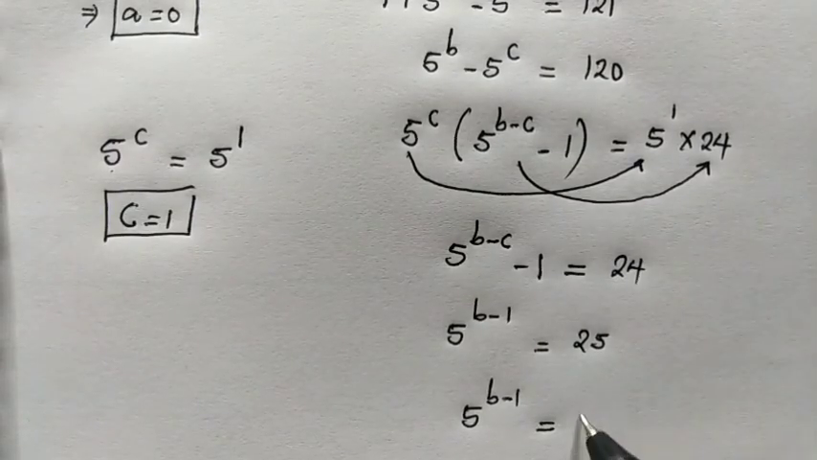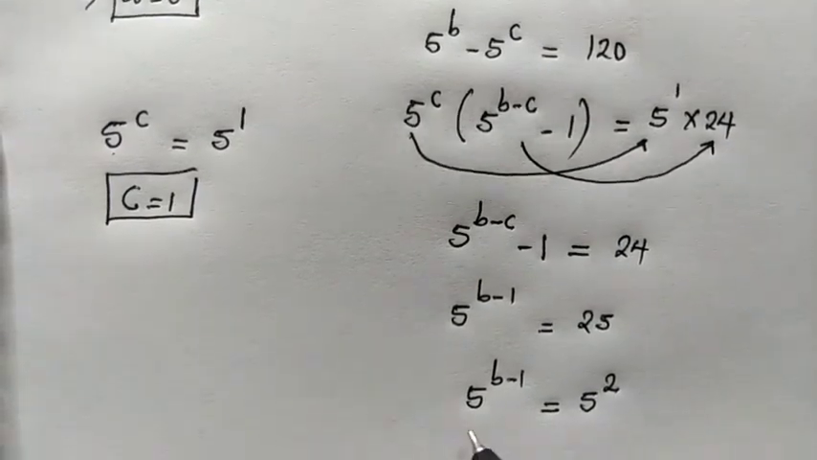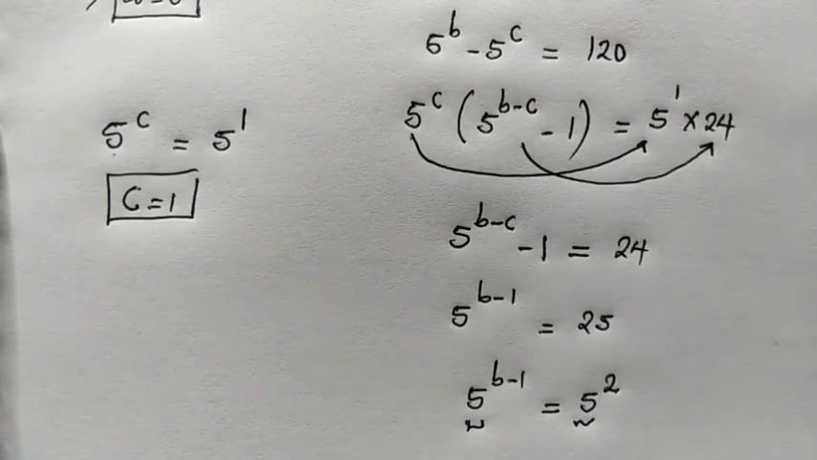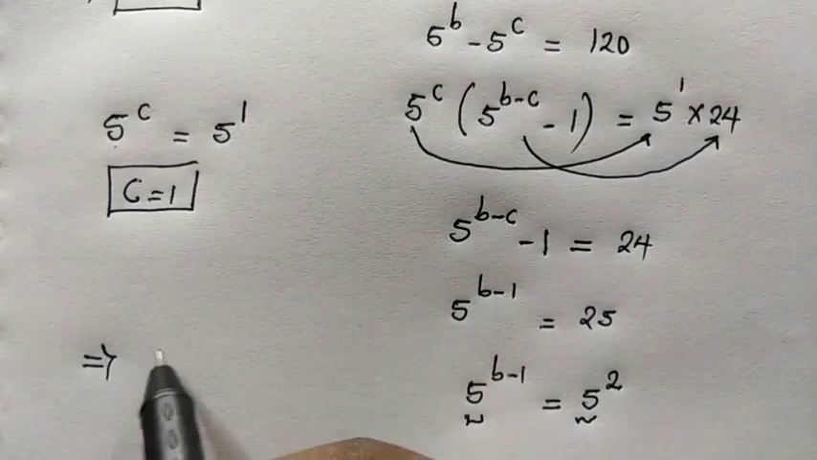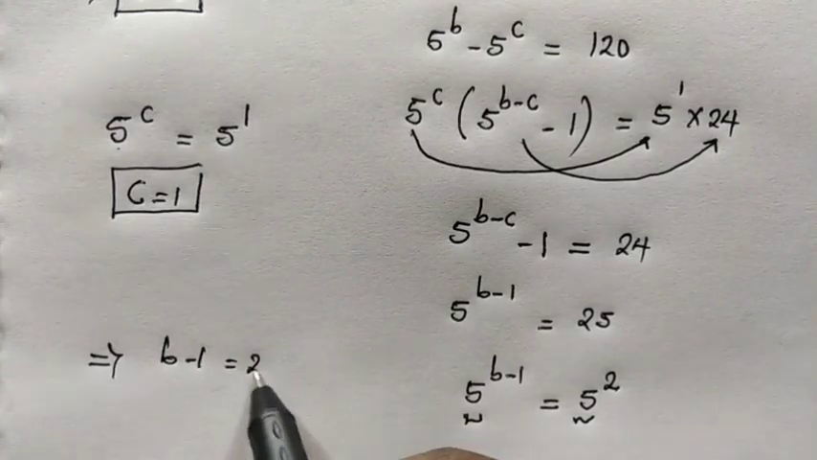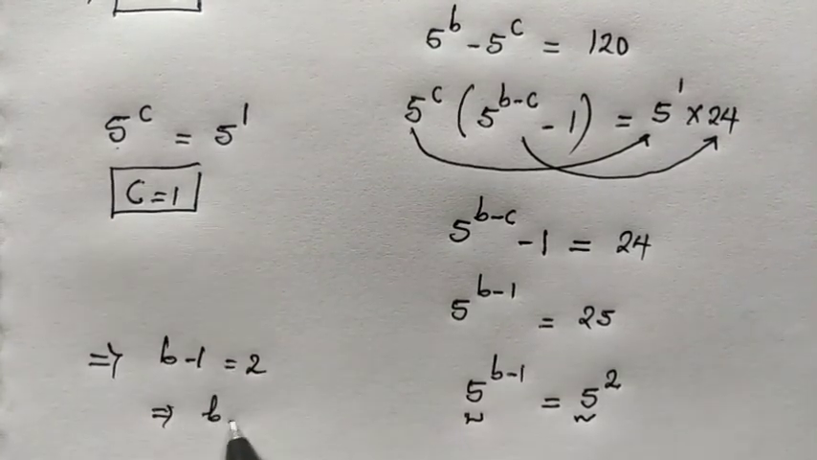Okay, so in the bracket, we're left with 5 to the power of b minus c, and then minus 1, which is equal to 24. So add 1 to both sides, we get 5 to the power of b minus c is equal to 24 plus 1, which gives us 25. So from here, we get 5 to the power of b minus 1 is equal to 25, which is the same as 5 squared. From here, we have the same base again. So we're going to equate. So this implies from here that b minus 1 is equal to 2, giving us that b is equal to 3, right?